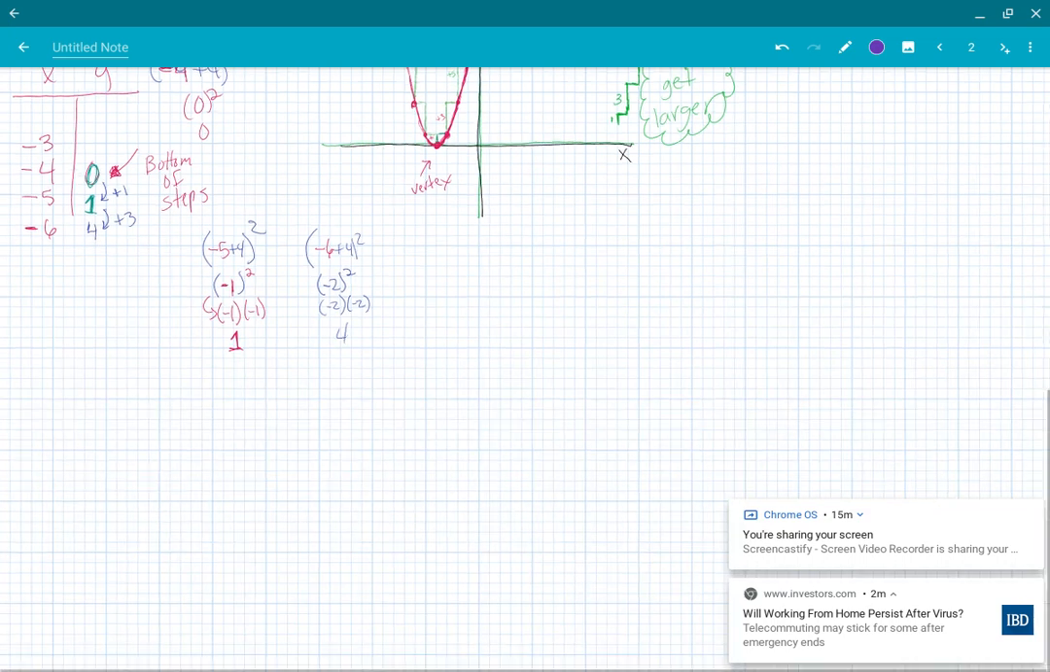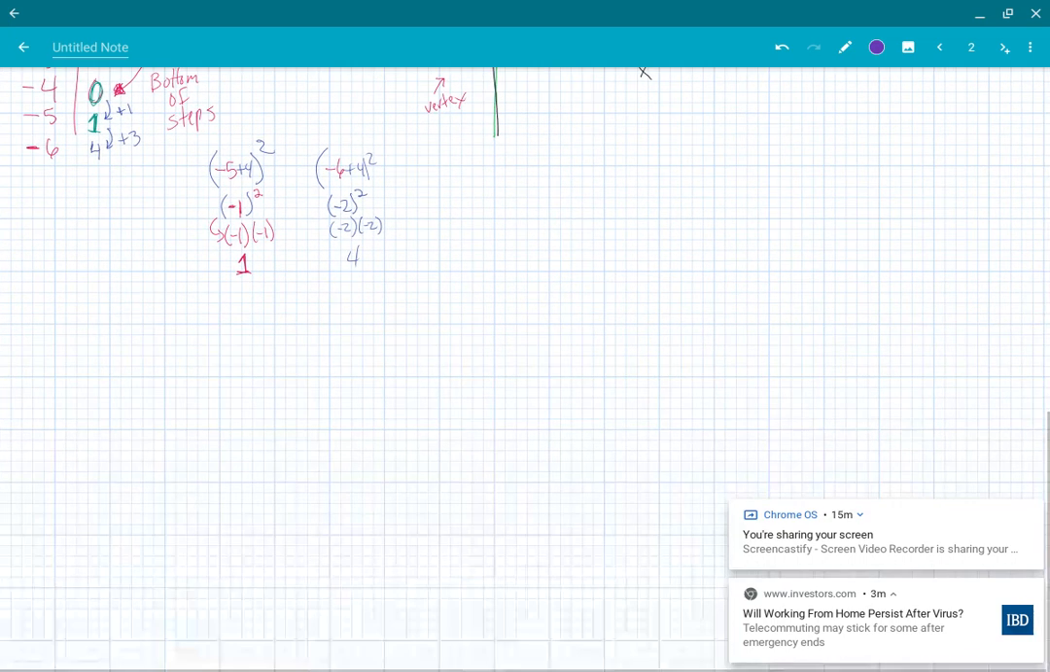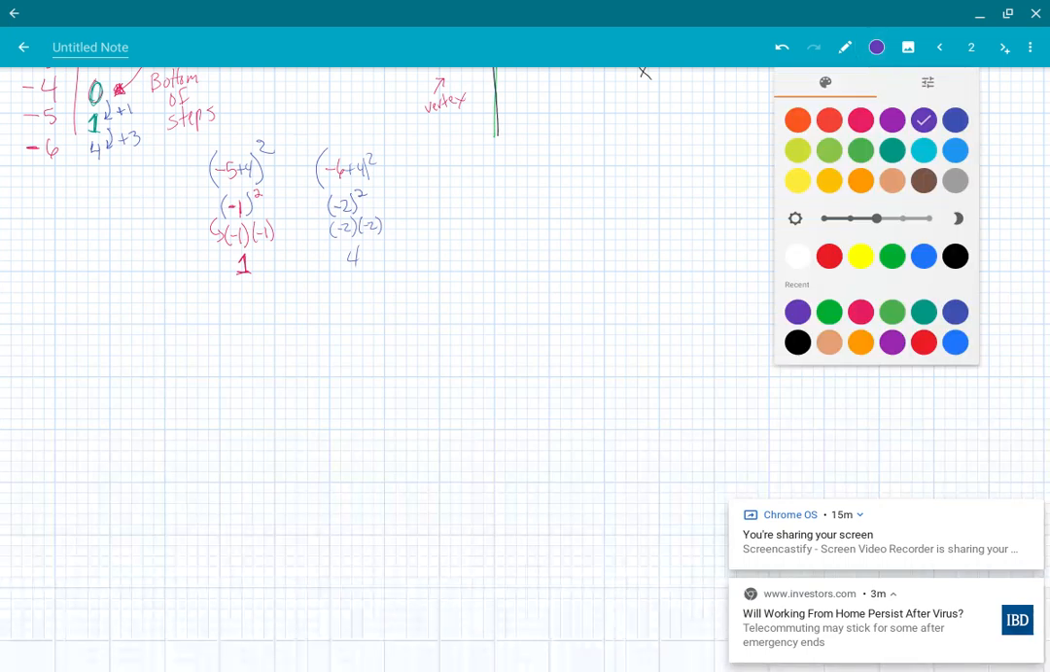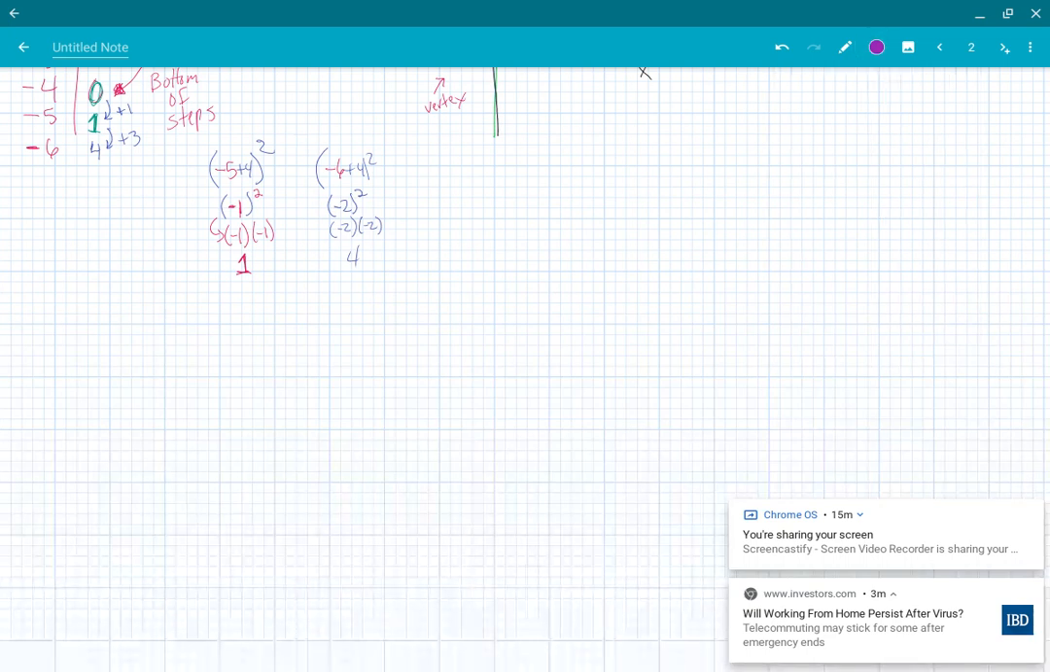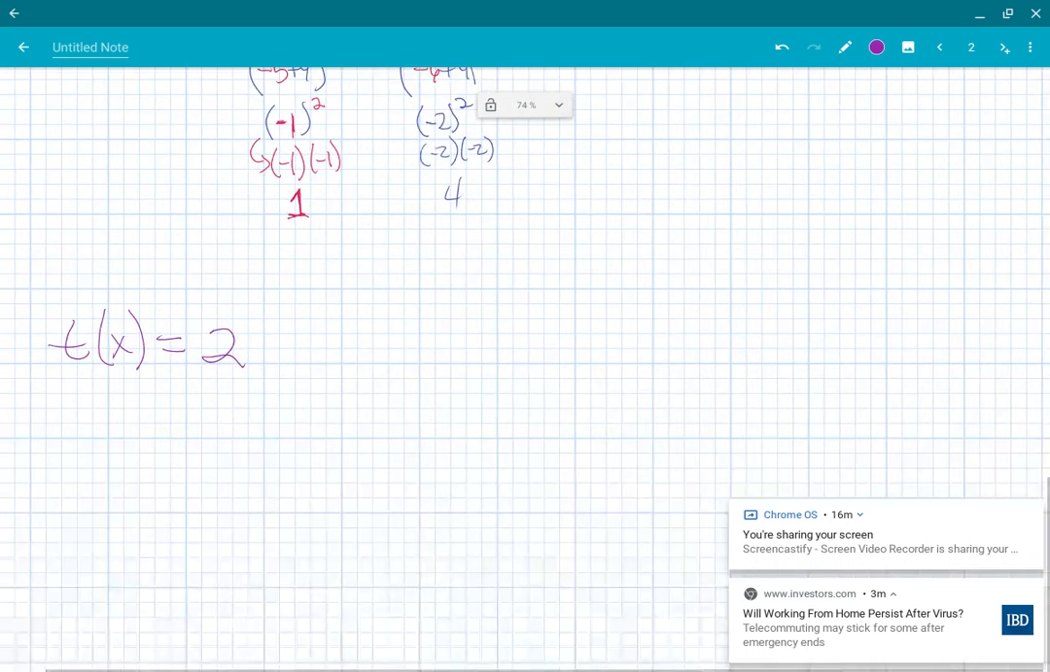Well, what would you like to name your quadratic or absolute value? Anybody with me? T. Okay. T of x. And what would you like to do to that T? Would you like to double the steps, triple the steps? What would you like? Double. We're going to double the steps. Do you want it to be a quadratic or an absolute value? Quadratic.